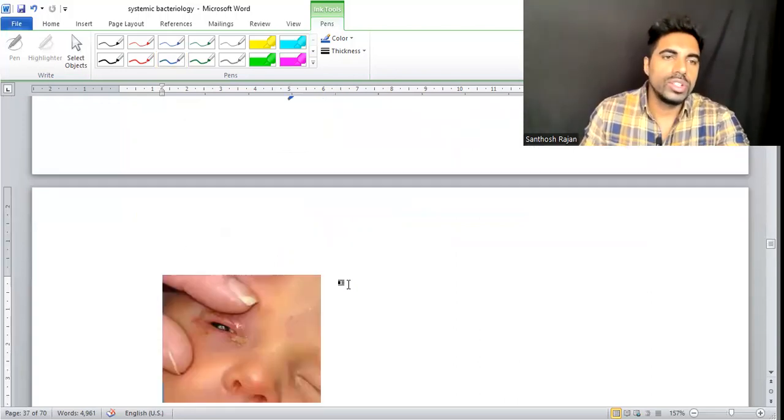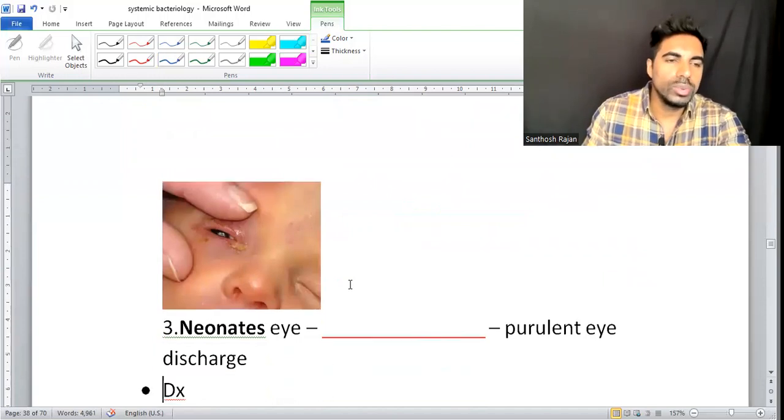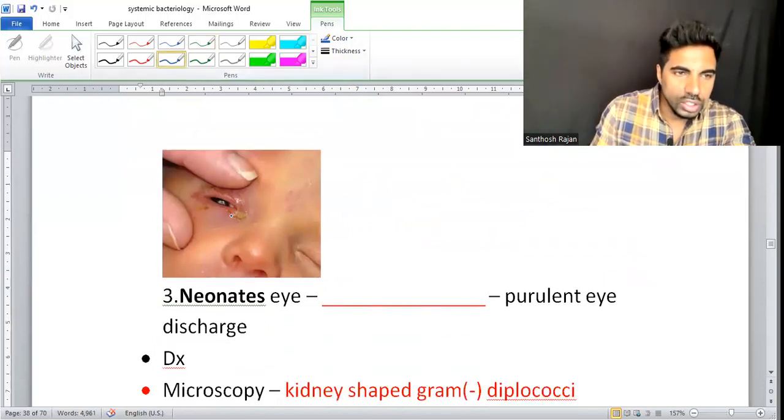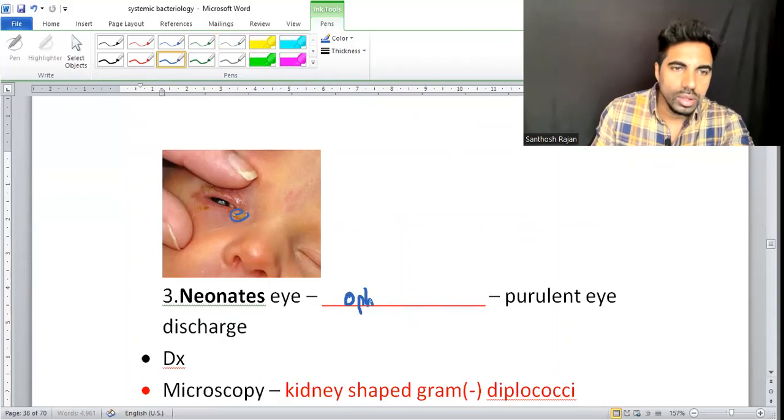Now next, what is this one? In neonates. This question is also asked. This is a condition in neonates. You see this very purulent discharge. What is that? Ophthalmia. Ophthalmia neonatorum.